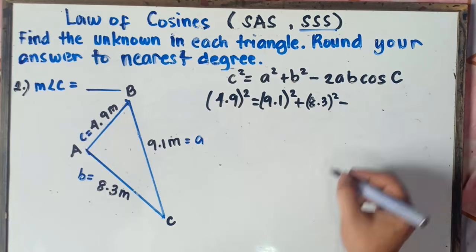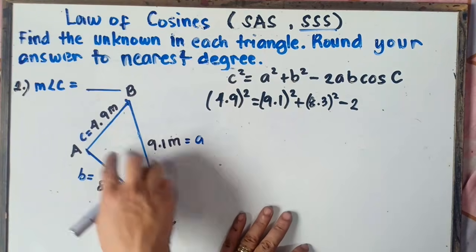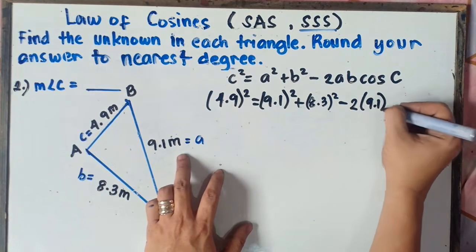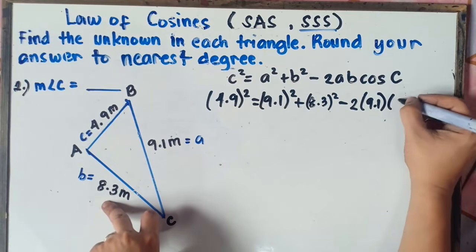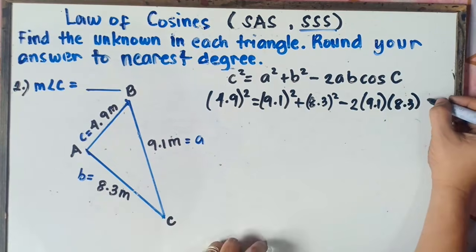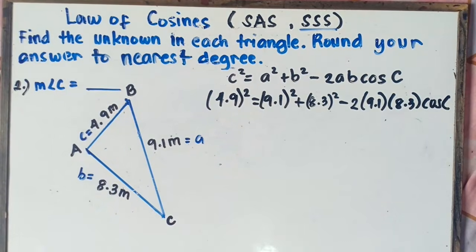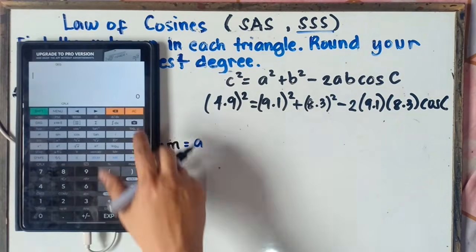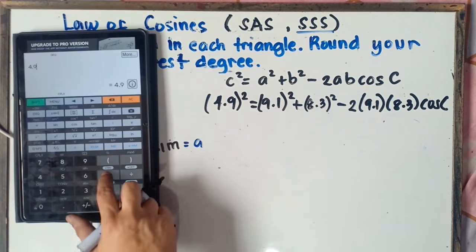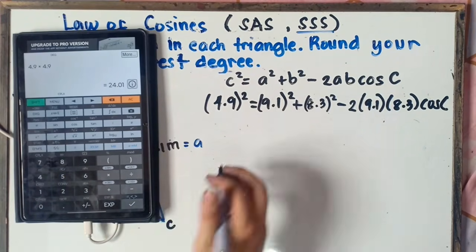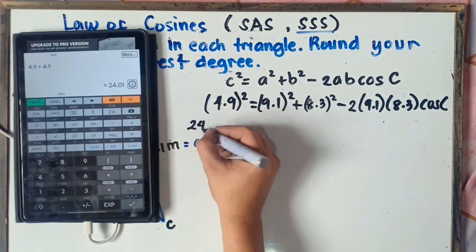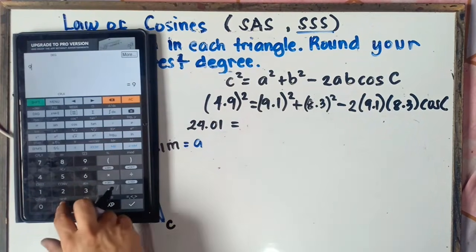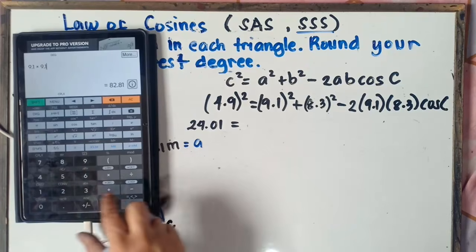And then squared minus 2 times the value of A, that would be 9.1, times the value of B, 8.3, and then cosine angle C. Simply use your calculator. Once again, it's not 4.9 times 2, it means 4.9 times 4.9. And that would be 24.01 is equal to 9.1 times 9.1.